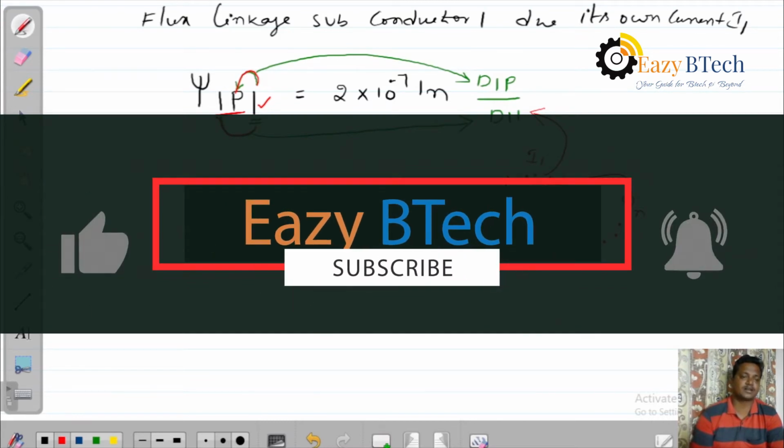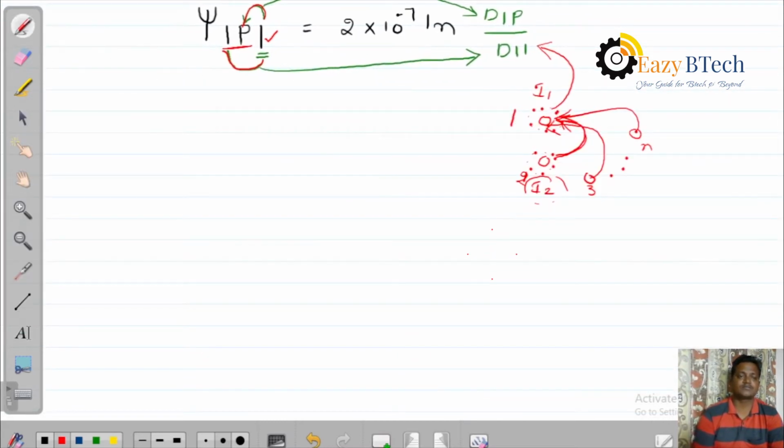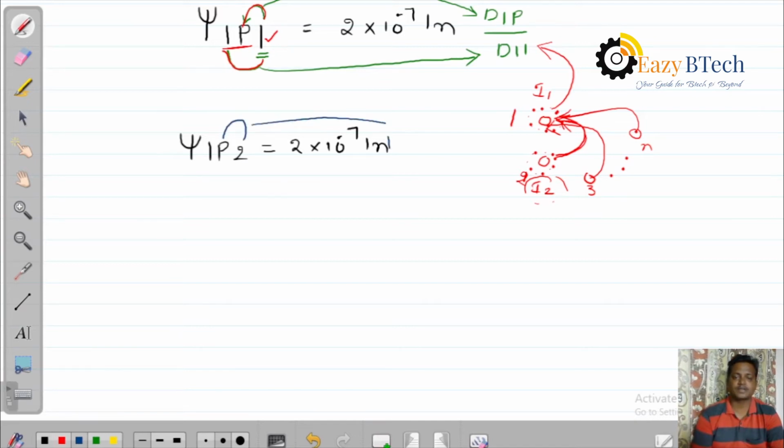Therefore, we have to write that flux linkage. Now, write the flux linkage expression. For this case, it is psi 1p, the flux linkage between 1 and p due to current flowing through the second subconductor, it is psi 1p2. The expression is 2 into 10 power minus 7 ln, the numerator is the distance from 2 to p, d2p, divided by the denominator d21. Okay, d12 or d21, both are same.